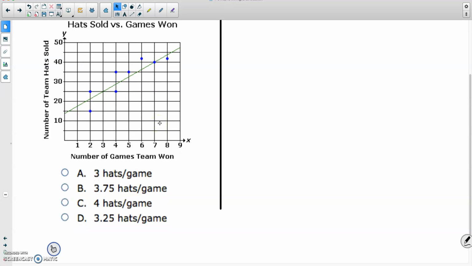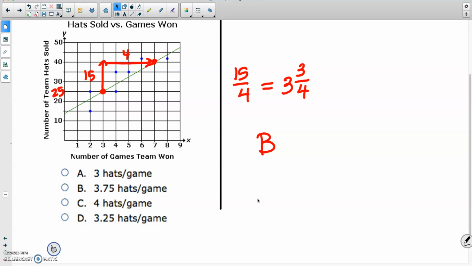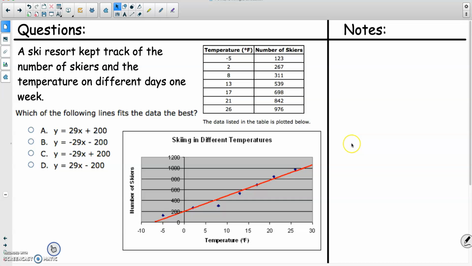Next one, rate of change. Looks good here, looks good here. Now, how many am I going up? If this is 20, this is 25. So 5, 10, 15. And then I'm going over by ones. So 1, 2, 3, 4. So 15 divided by 4. 4 times 3 would be 12. So 3 3/4. So B would be the correct answer this time. So just be careful and make sure you're looking at the scales each time.